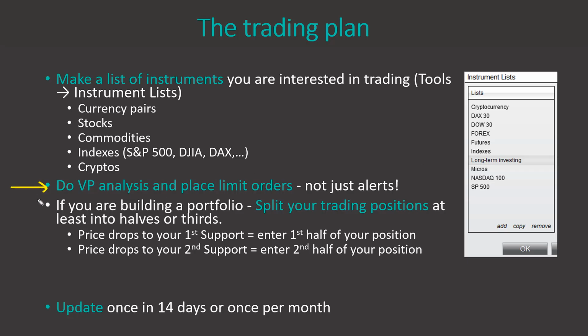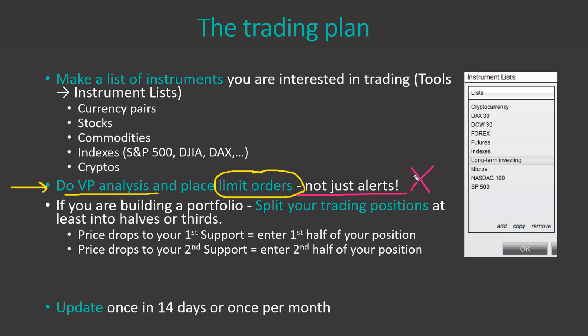The second step is do volume profile analysis and place limit orders. You do the volume profile analysis like I showed you today. You use the profile and you look for heavy volume areas that really stand out of the chart. You do that preferably on a weekly chart, and you mark those levels in your platform. And what's important, you place limit orders, not just alerts. You need to place pending orders.